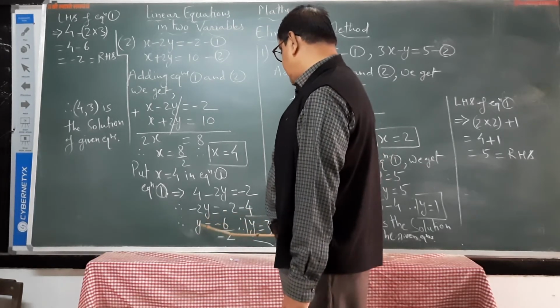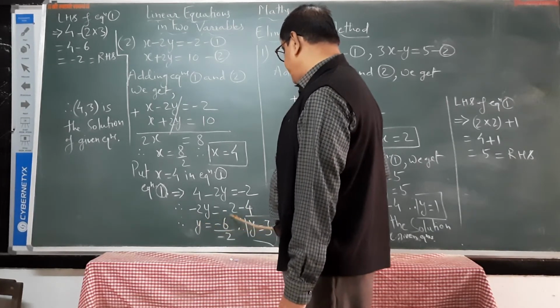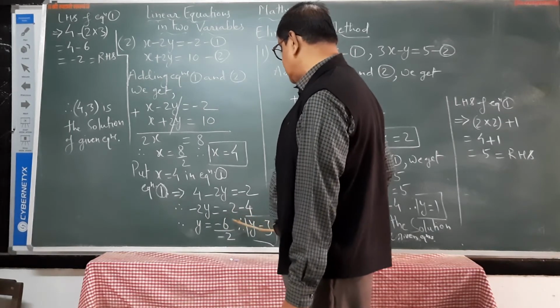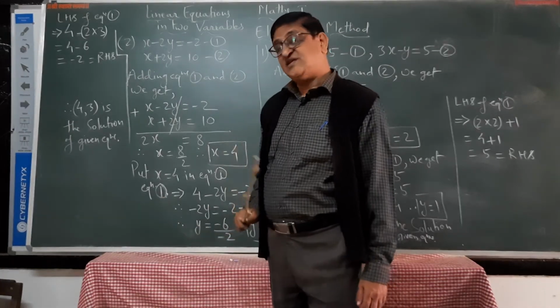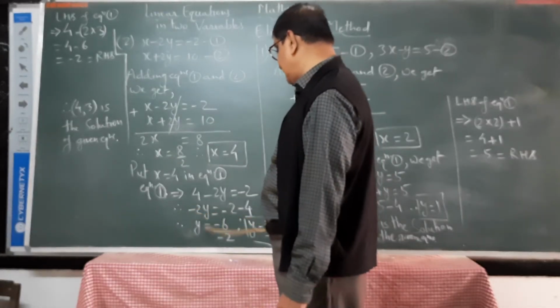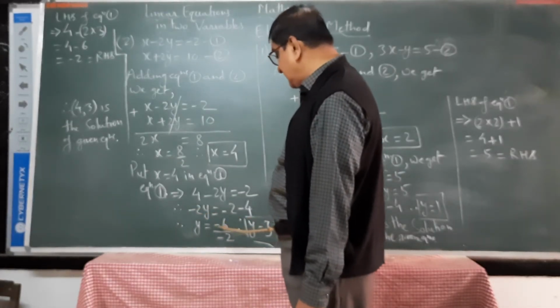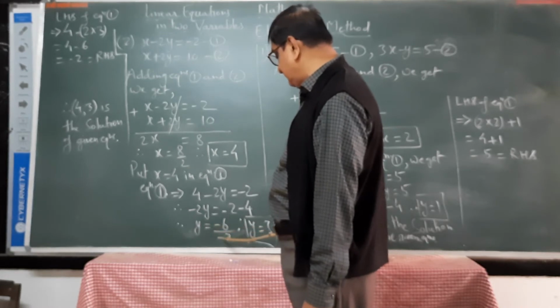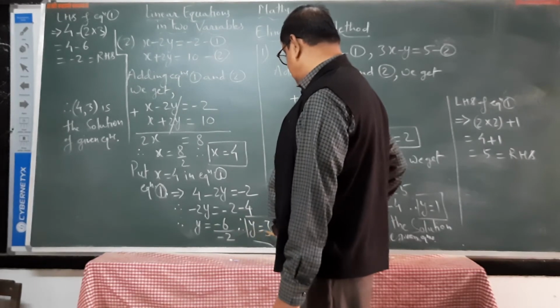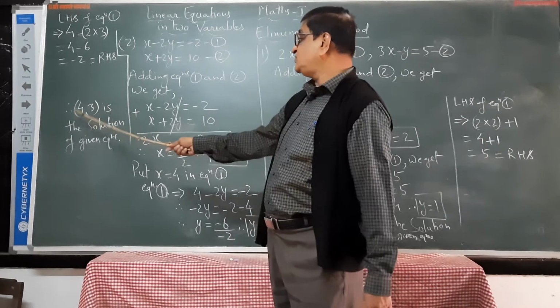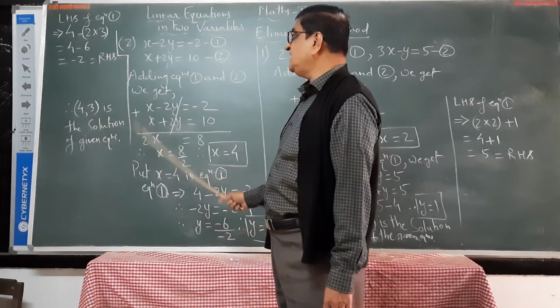So we will get y is equal to minus 2 minus 4, which is minus 6, divided by minus 2. Minus divided by minus will become plus. So here the value of y is 3. So (4, 3) is the solution of the given equations.